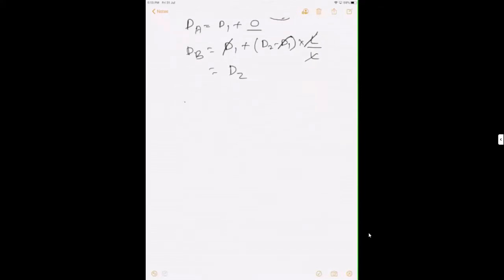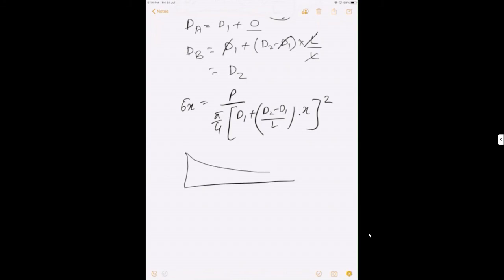So my sigma x is equal to P upon pi by 4 into (d1 plus (d2 minus d1) upon L into x) whole square. Now the variation of sigma x will be parabolic, as when you substitute this (a plus b) whole square equation, this x will be squared. So from here we can infer that my variation will be parabolic. So we can draw the stress diagram like this. This is my sigma 1 and this is sigma 2.